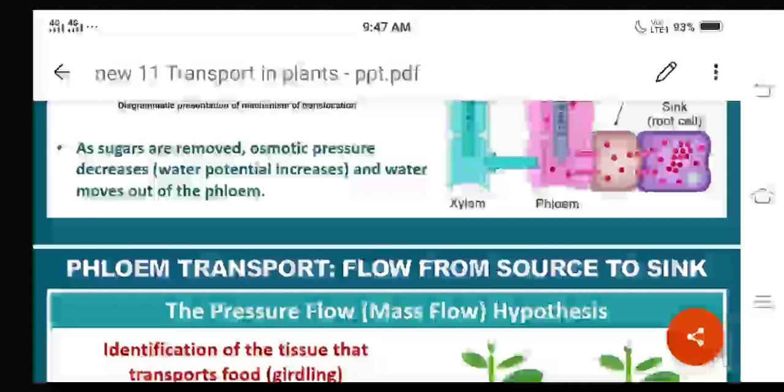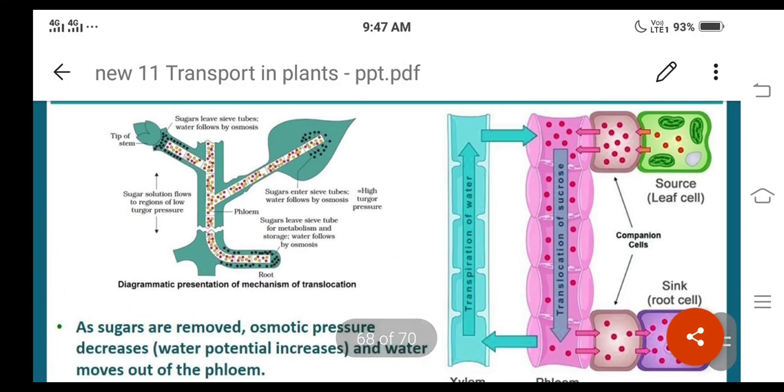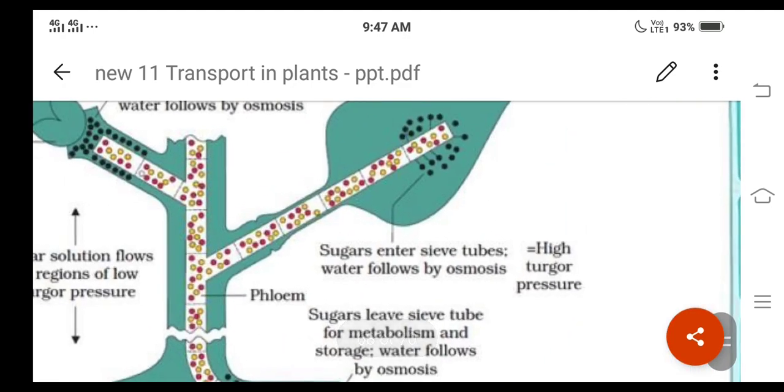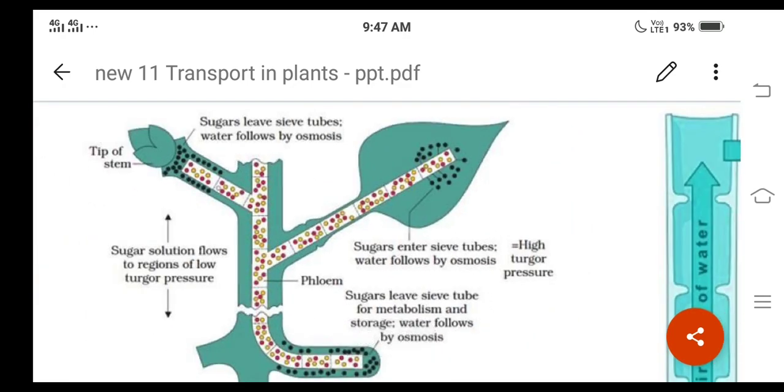This is about the pressure flow hypothesis, right? And in the given diagram, what you can understand here, sugars at one side, what they have mentioned: sugars enter sieve tubes, water follows by osmosis, equal to what here? High turgor pressure. And the sugars leave the sieve tube for metabolism and storage, water follows by osmosis, right?